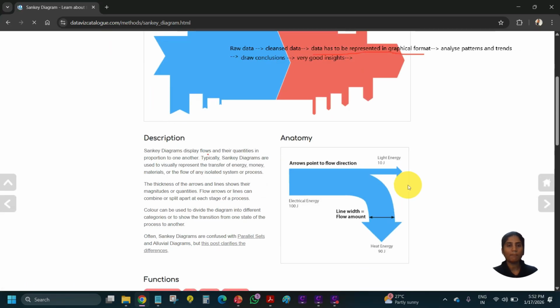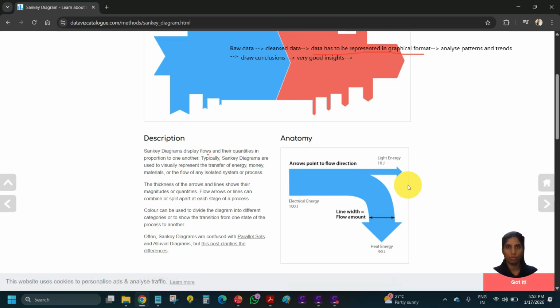Okay, so a Sankey diagram is like the flow. It gives you the flow and the magnitude. So for example, I take this heat energy. This heat energy is getting transmitted from position A to B. If you see, the electrical energy has 100 joules of energy, and the light energy transferred is just 10 joules. So the arrow width is very thin because it represents just 10 joules, and this heat energy has 90 joules of energy. So this width is very big. So this shows the magnitude.